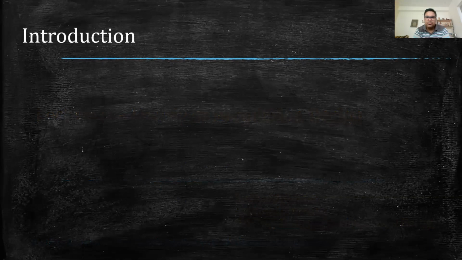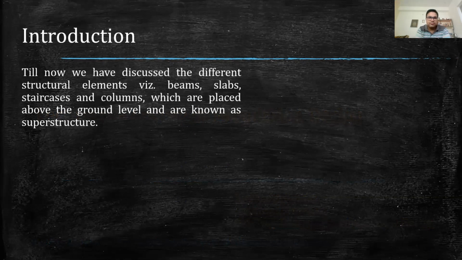So, till now, in this course, we have designed various structure elements like the beams, slabs, staircases, columns, and generally these elements are placed above the ground level, and therefore the element is known as superstructure. So the structural part which is above the ground is known as superstructure, and which is below the ground, which means up to the plinth, it is known as substructure.